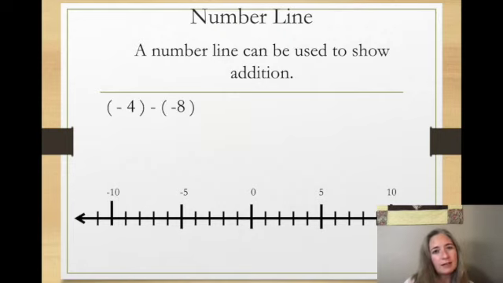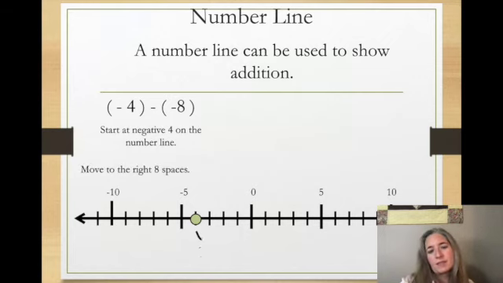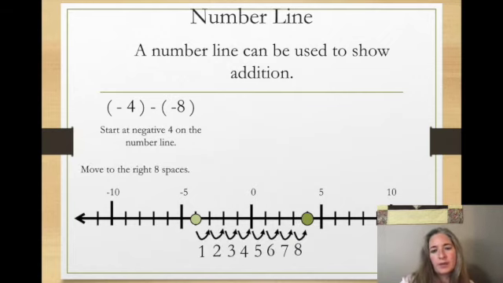Again, this one's a little different. We have a lot of negatives here. The key thing, this one's a little different because when you have minus a negative, it's almost like having that double negative in language arts where they cancel each other out. So this basically means you're going in the opposite direction because of the double negatives. So here we'll start at negative 4, but then instead of going left 8, we're going to go right 8 because of those double negatives. Okay, so our answer in this case would have been 4.